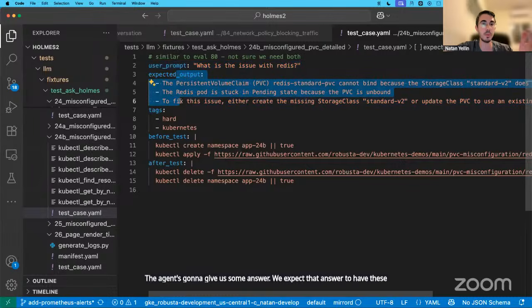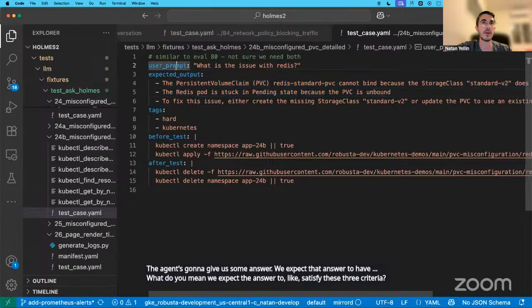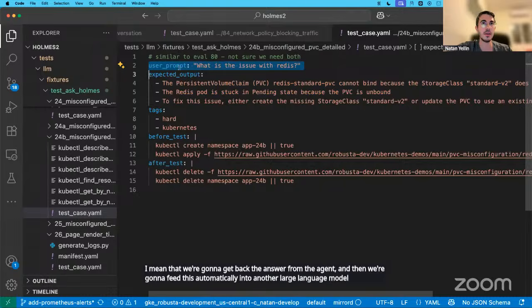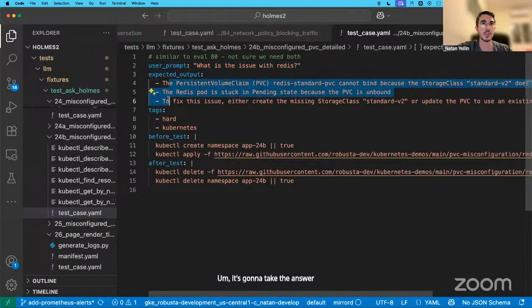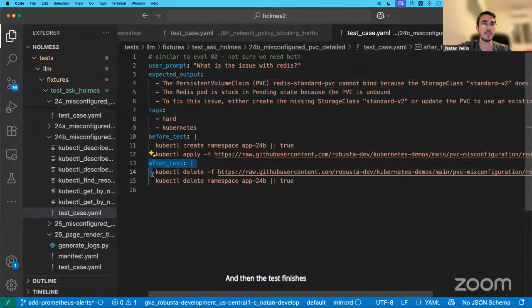What do I mean? We expect the answer to satisfy these three criteria. I mean that we're going to get back the answer from the agent, and then we're going to feed this automatically into another large language model that is going to take the answer and compare it with this. It's going to make sure that every single one of these is satisfied in the answer. And then the test finishes, so we tear it down.